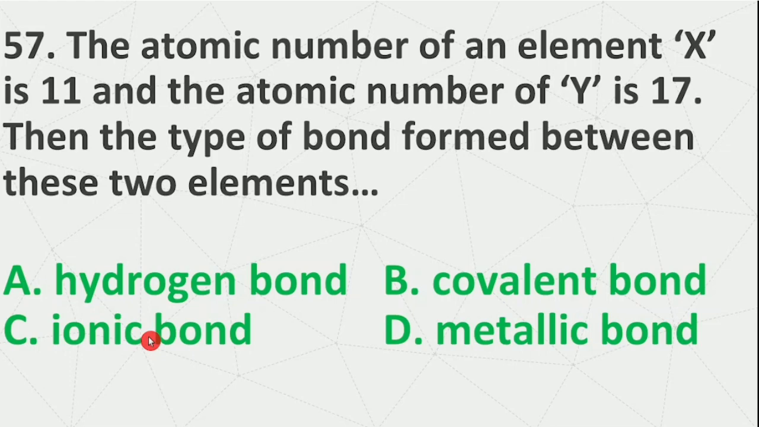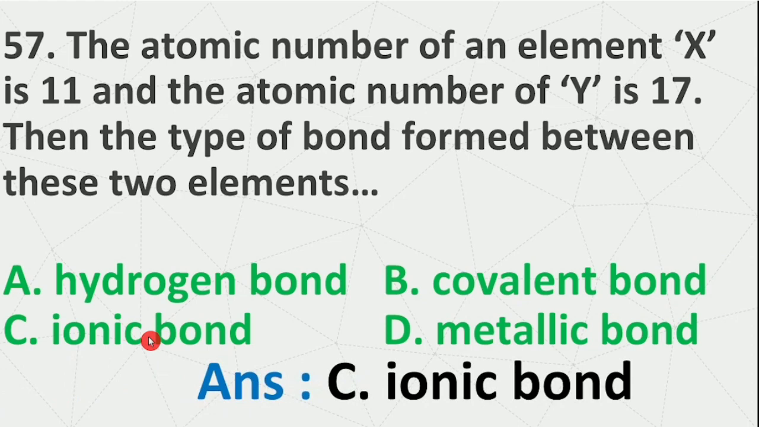So here what happens? There is a transfer of electron. There is no sharing of electron or any other bond. That means sodium will give 1 electron to chlorine. So it belongs to ionic bond. There is a formation of ionic bond. These two elements together form sodium chloride. So it is ionic bond. Option C, ionic bond, is the correct answer.